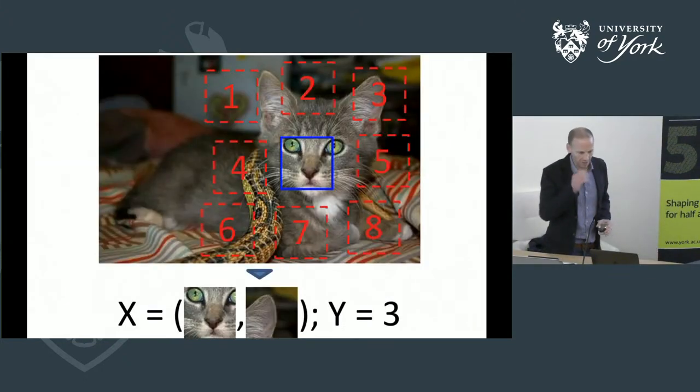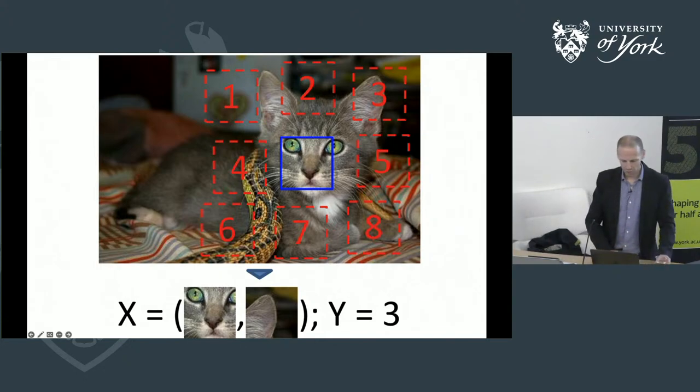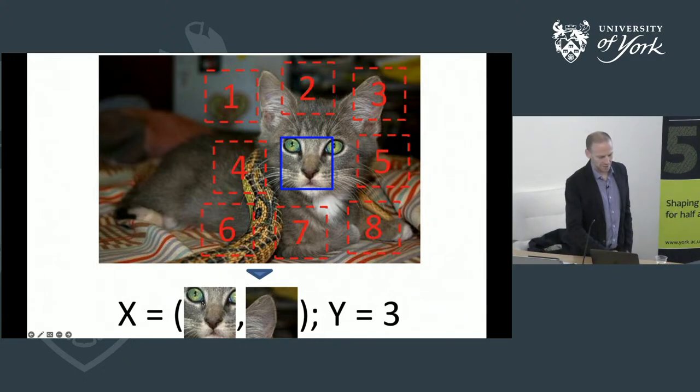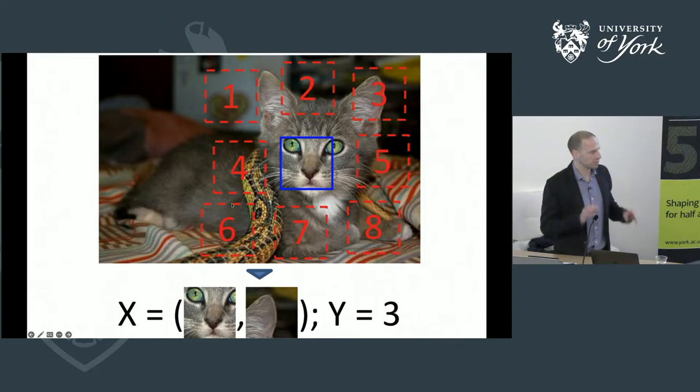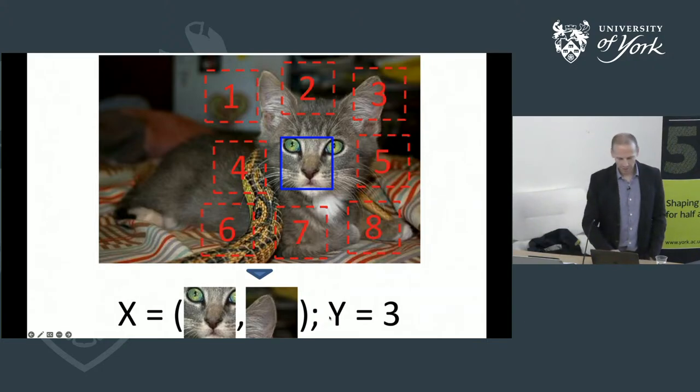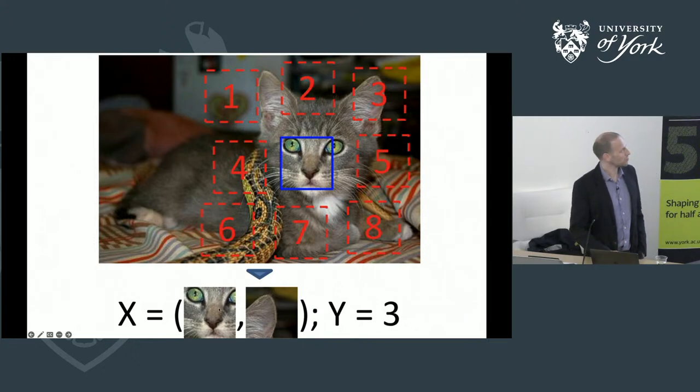This was quite a famous early idea, which I think is really neat. They train a machine that takes as input two patches from an image. One of them is the center patch, and the other one is one of eight possible neighboring patches, slightly randomly perturbed. And the machine has to guess where it came from. In this case, it sees the central patch and then the ear up here, so the correct output is 3.